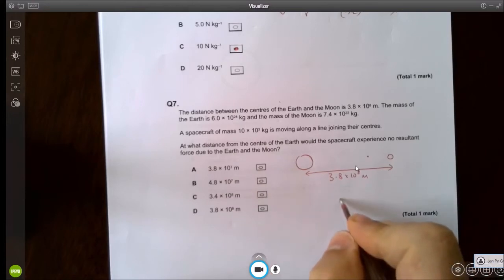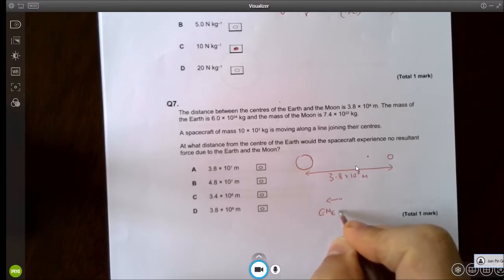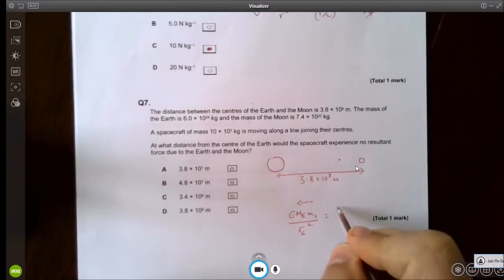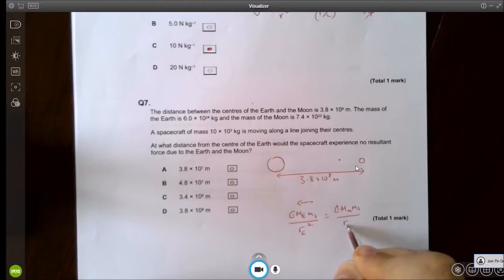So the force towards the Earth is G times the mass of the Earth times the mass of the spacecraft over the radius from the Earth squared. Remember, this is the radius from the Earth, the distance from the Earth, not the radius of the Earth. And that's going to be equal to G times the mass of the Moon times the mass of the satellite over the distance from the Moon squared. Okay, so that's the force in that direction.